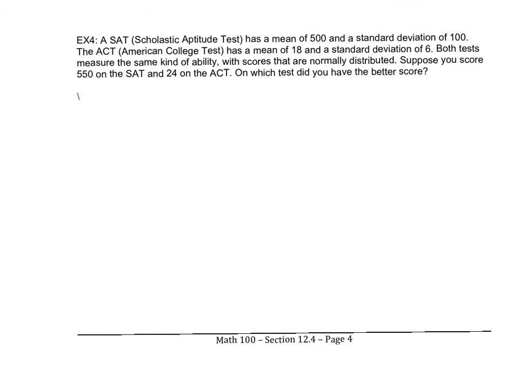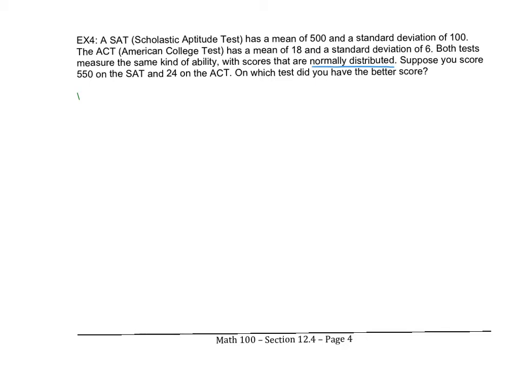In example 4, we're going to compare the SAT and the ACT tests. The SAT has a mean of 500 and a standard deviation of 100. The ACT has a mean score of 18 and a standard deviation of 6. Both tests measure the same kind of ability. The scores in this case are normally distributed. Suppose you score 550 on the SAT and 24 on the ACT. On which test did you have the better score?